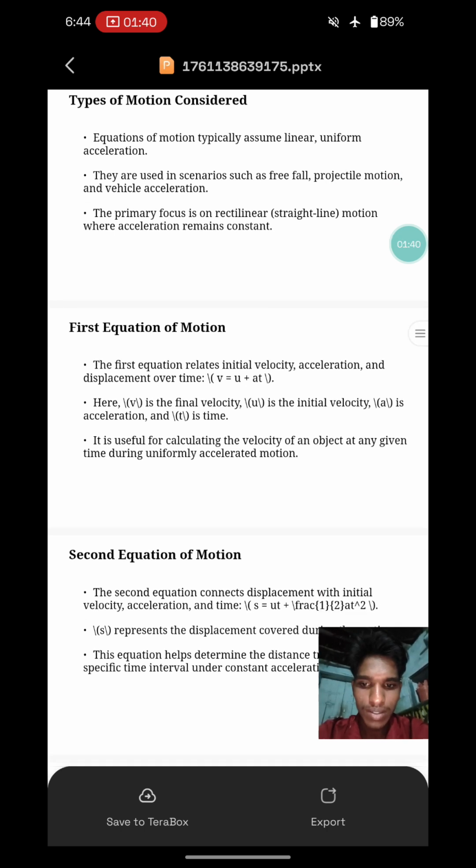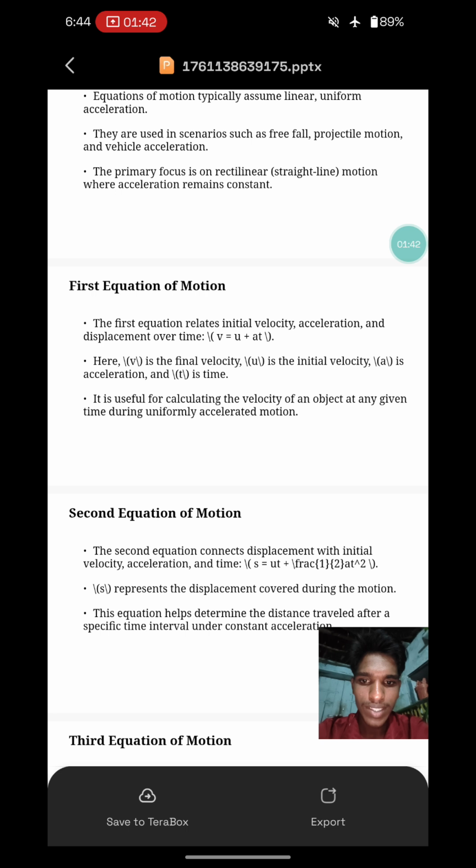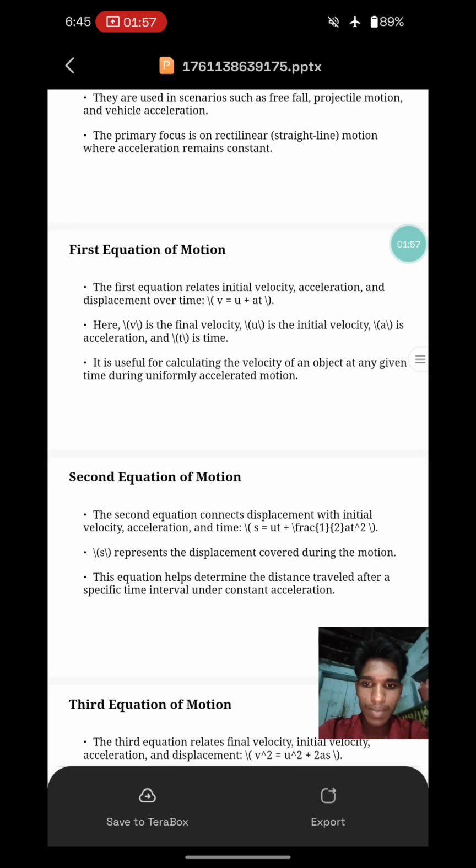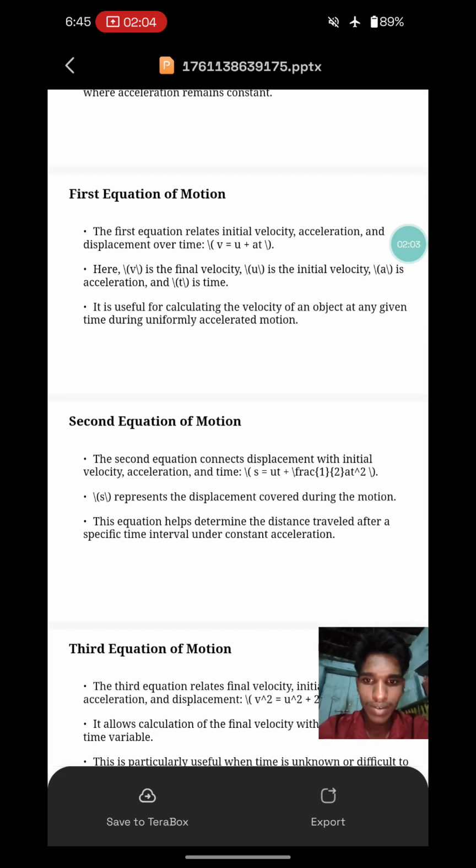Second equation of motion. The second equation relates displacement with initial velocity, acceleration and time. S is equal to ut plus 1/2 at squared. S represents the displacement covered during the motion. The equation helps determine the distance traveled after a specific time interval under constant acceleration.